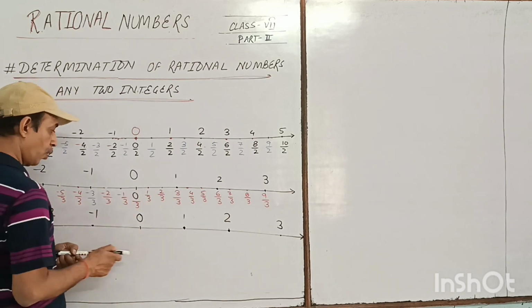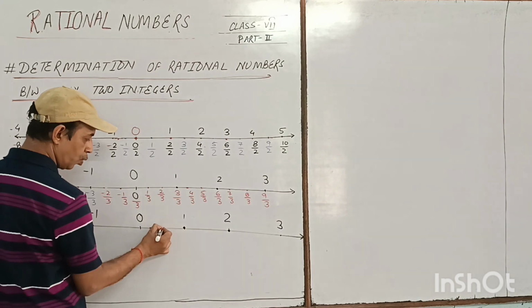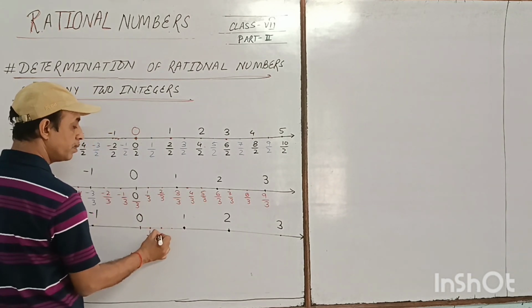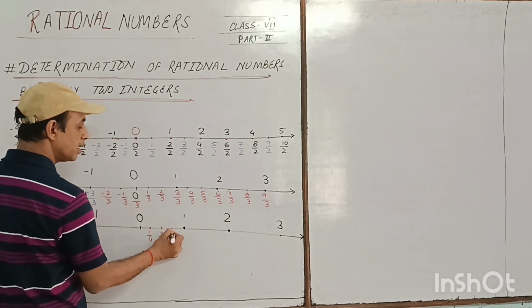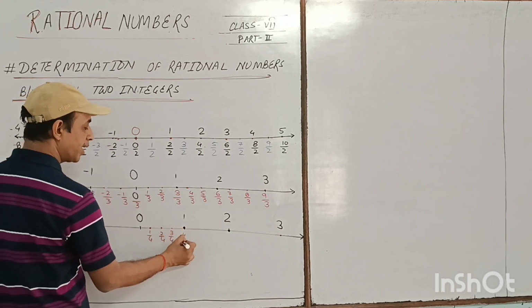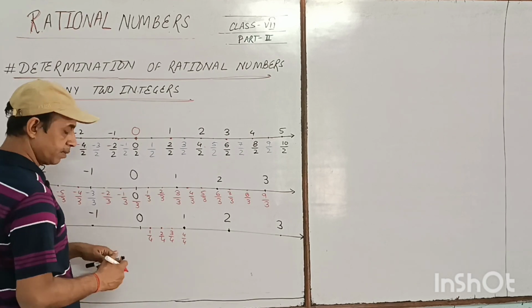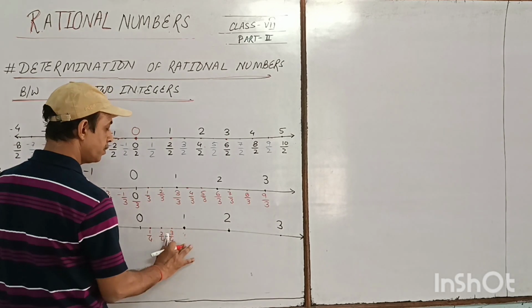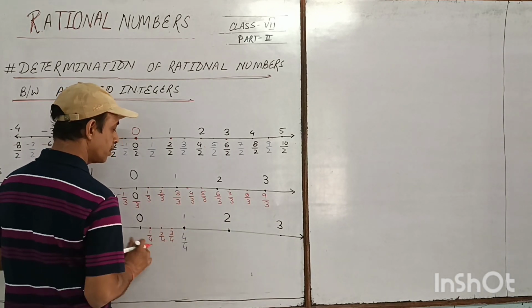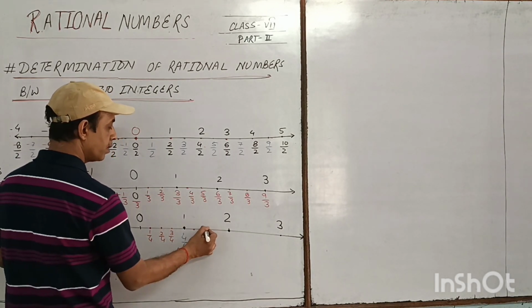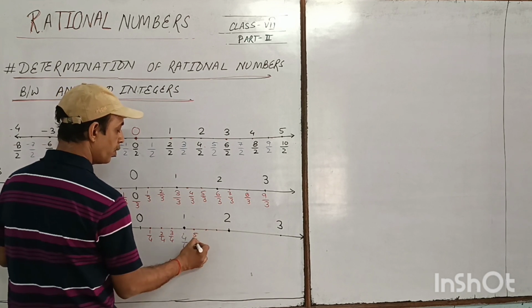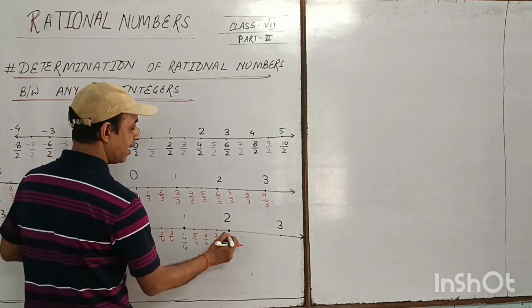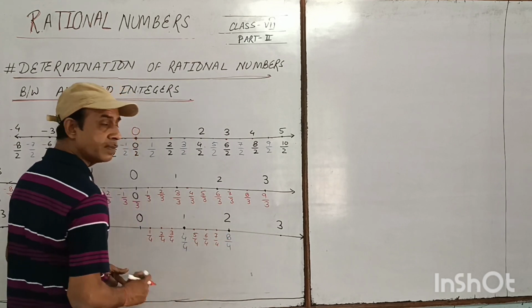Let's see. 4 parts. 1 part, 2 part, 3 part, or 4 part. It will be what now? 1 by 4, 2 by 4, 3 by 4. 1 can be written as 4 upon 4. Then 5 upon 4, 6 upon 4, 7 upon 4, 2 can be written as 8 upon 4.